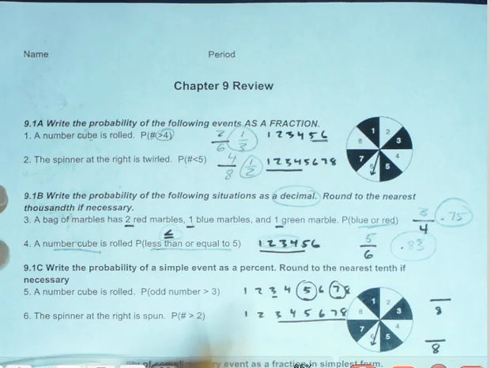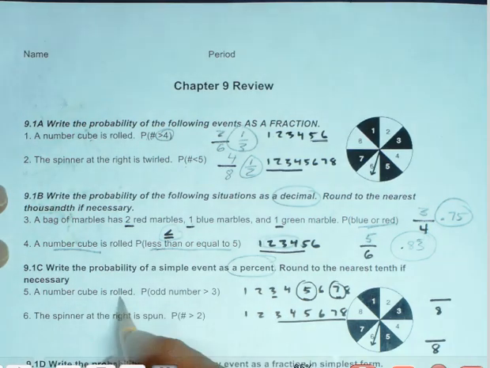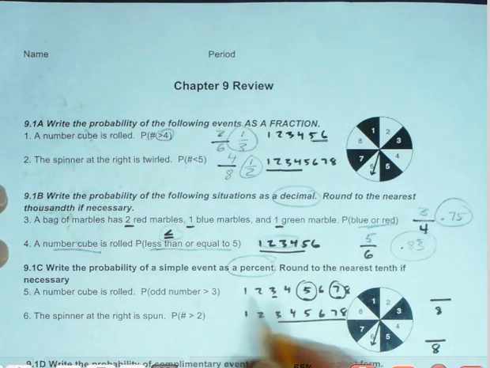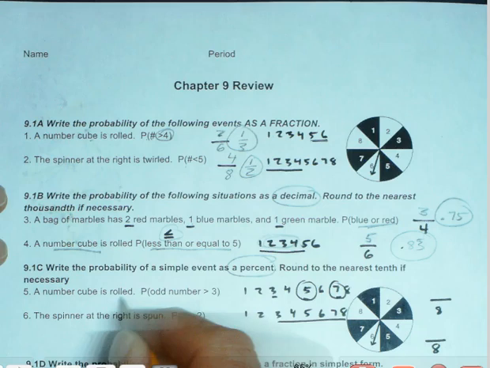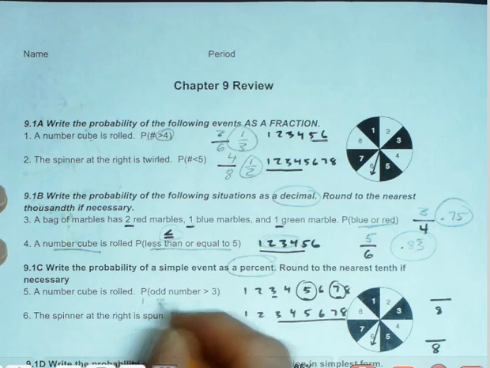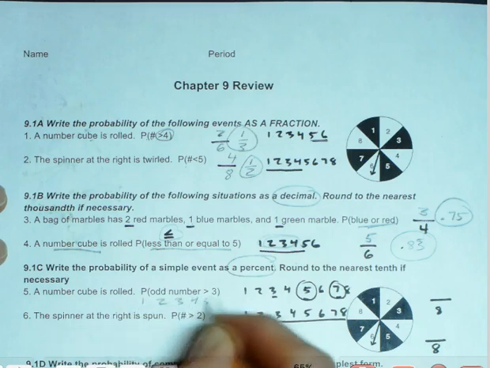All right, 9.1c, write the probability of a simple event as a percent this time. All right, a number cube is rolled. What's the probability of an odd number greater than 3? Here are all the possible outcomes. Sorry, I've got to redo that. All the possible outcomes of a number cube. It could be a 1, a 2, a 3, a 4, a 5, or a 6.